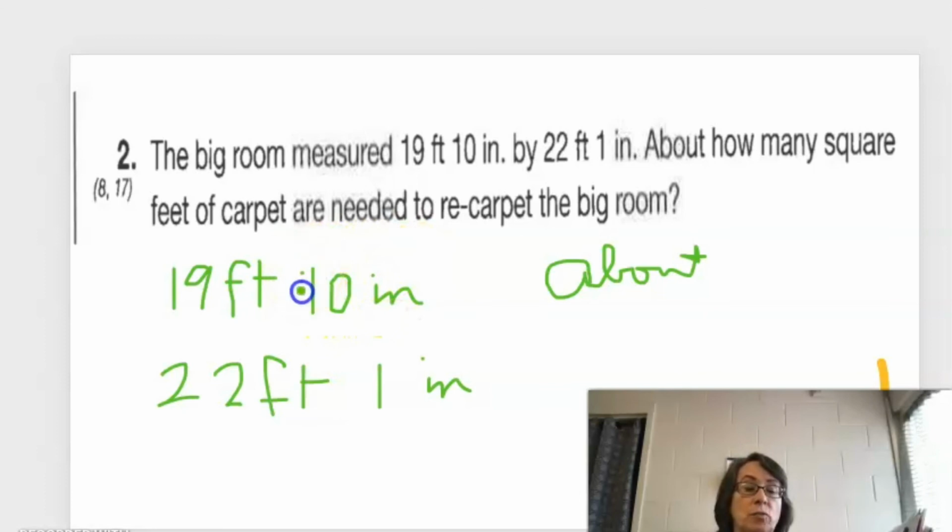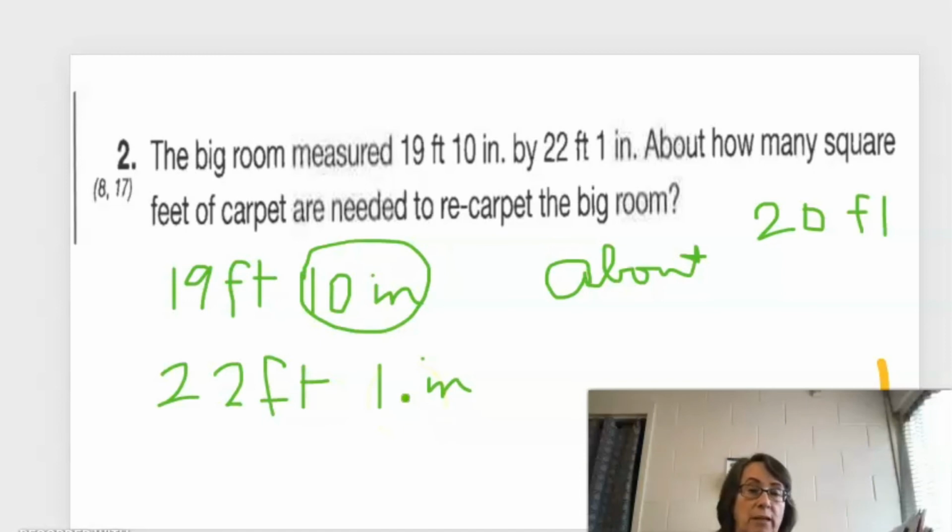10 inches would only need 2 more inches to make another foot. So let's go ahead and round this to 20 feet. Okay, and 1 inch is not going to round up, it's going to round down. So we're going to say that's 22 feet.